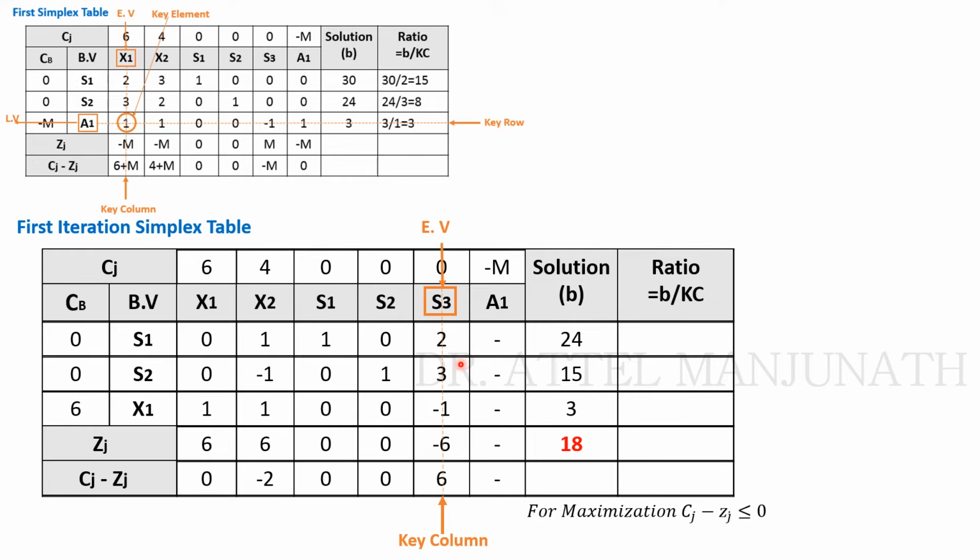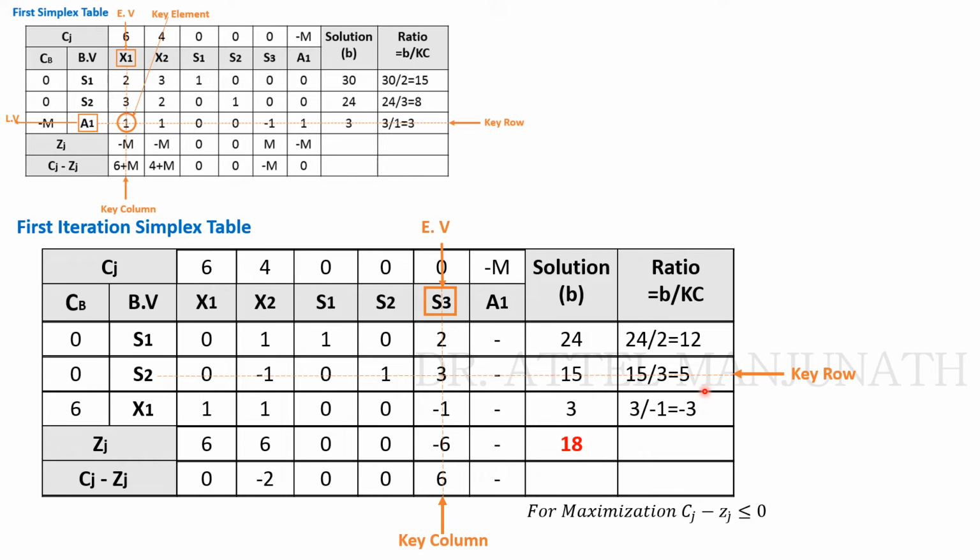Taking the key column elements and the solution values, you divide them to get the ratio. So 24 by 2 you will get 12, and 15 by 3 you get 5, and here 3 divided by minus 1, you will get minus 3. Out of these three values you have to take the positive least value.